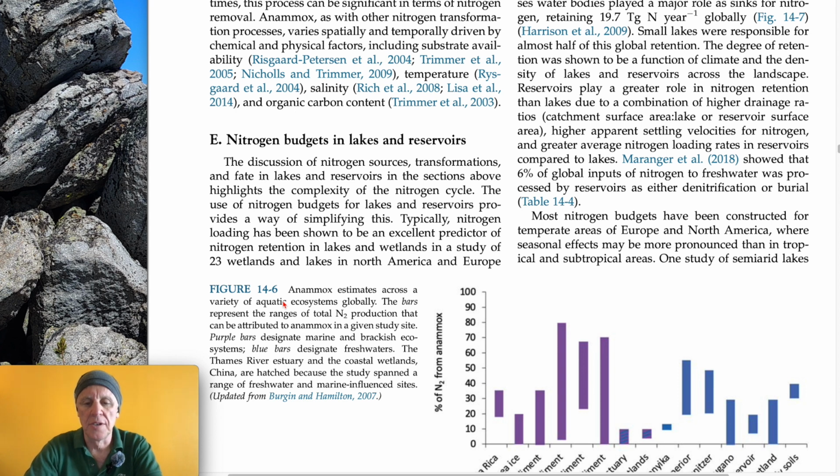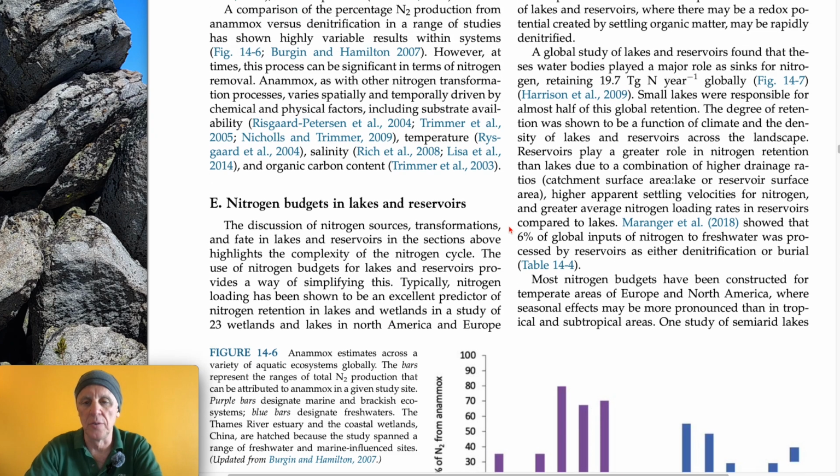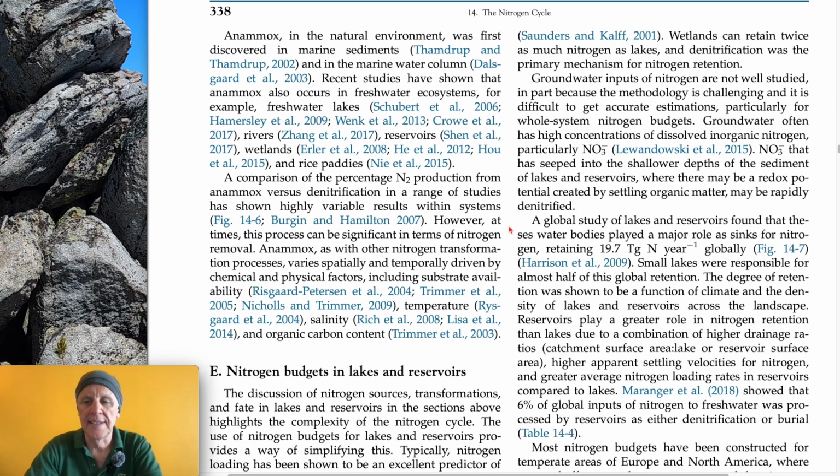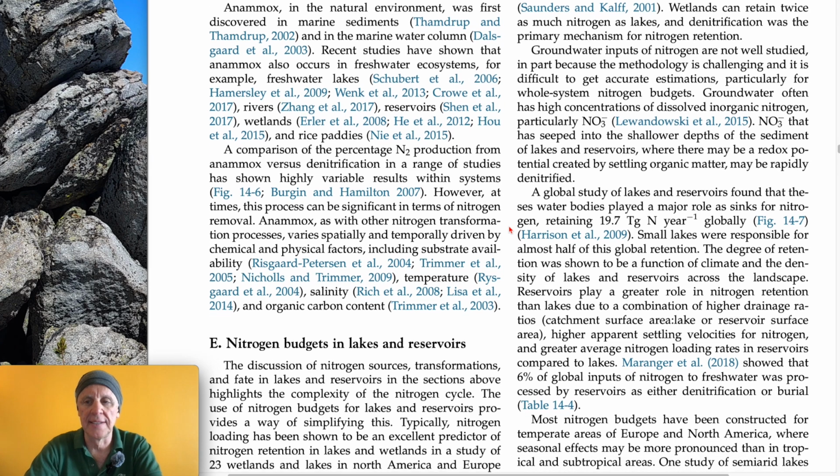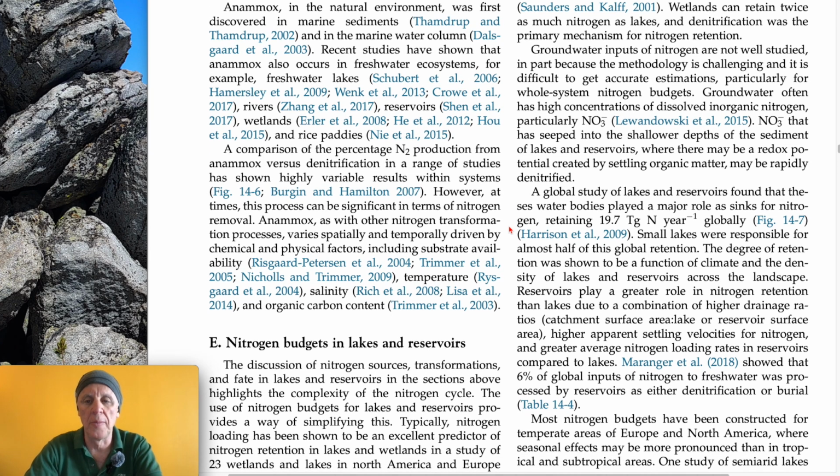The discussion of nitrogen sources, transformation, and fate in lakes and reservoirs in the sections above highlights the complexity of the nitrogen cycle. The use of nitrogen budgets for lakes and reservoirs provides a way of simplifying this. Typically, nitrogen loading has been shown to be an excellent predictor of nitrogen retention in lakes and wetlands in a study of 23 wetlands and lakes in North America and Europe. Wetlands can retain twice as much nitrogen as lakes, and denitrification was the primary mechanism for nitrogen retention.